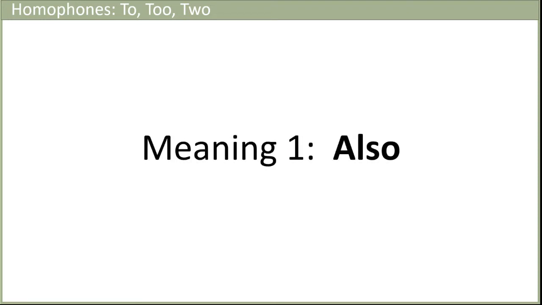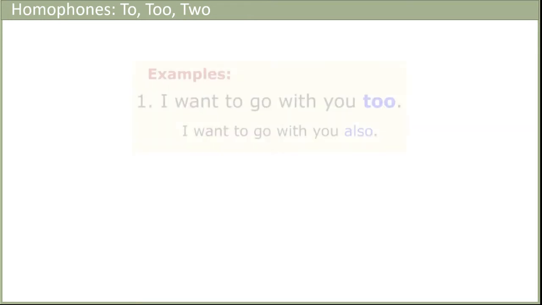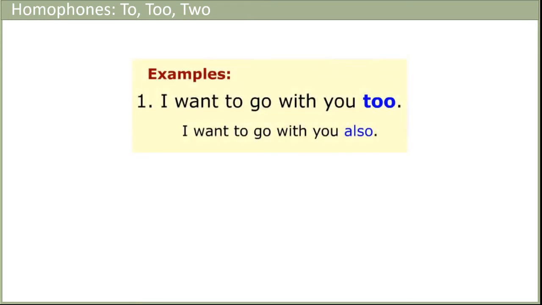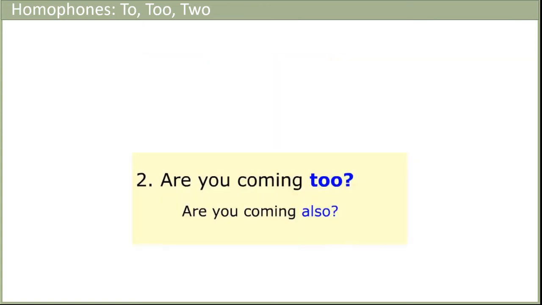The next word to consider is too, T-O-O. Too is an adverb and is spelled with two O's, and each O has its own meaning. Meaning 1. Also. Here are a few examples. I want to go with you too, which means I want to go with you also. Or, are you coming too? Which means, are you coming also?